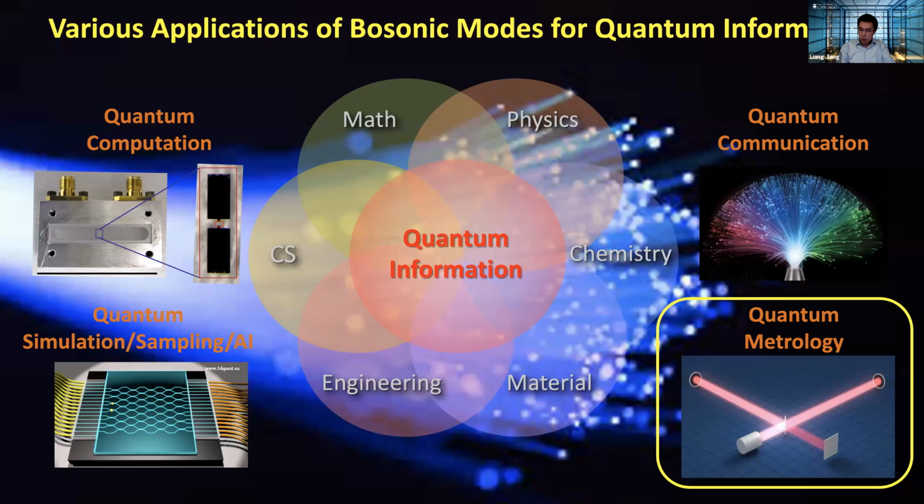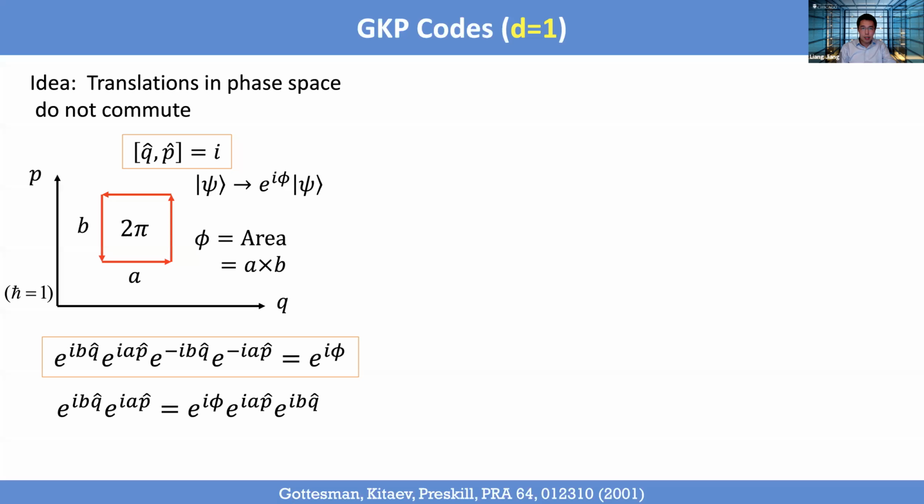So the third application is related to quantum metrology. And as I mentioned earlier, maybe the binomial code could be used for sensing the Kerr effect in the presence of photon loss. And here I can mention another example, which is actually the GKP code. So the GKP code, and here let me give a bit more quantitative definition.